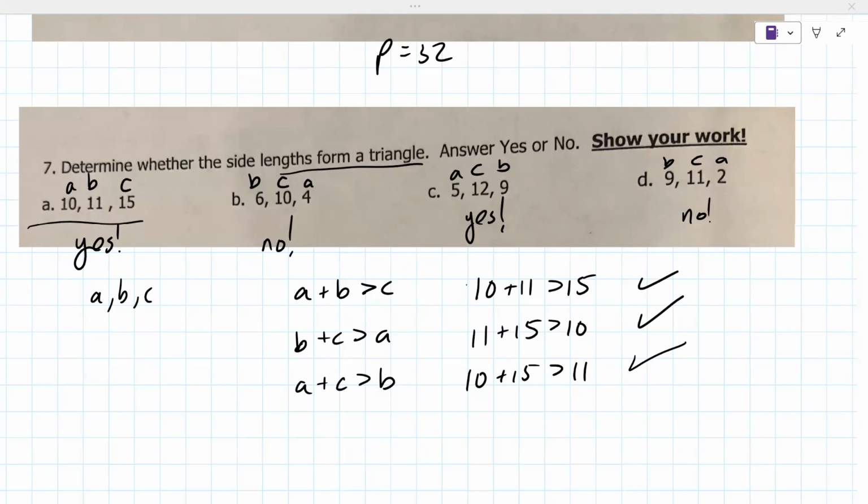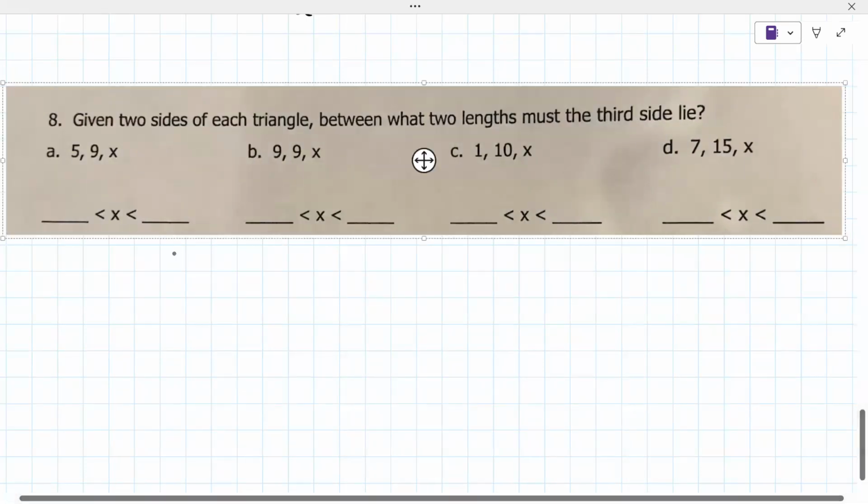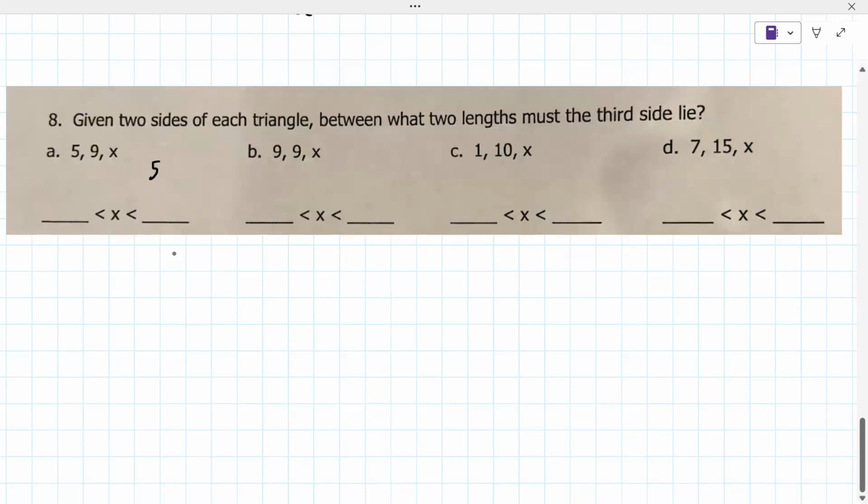So it'll go a little faster. You basically take the two values and add them. So 5 plus 9, you add them to get the bigger number, and then you subtract to get the smaller number. So could you try letter C doing the same thing?